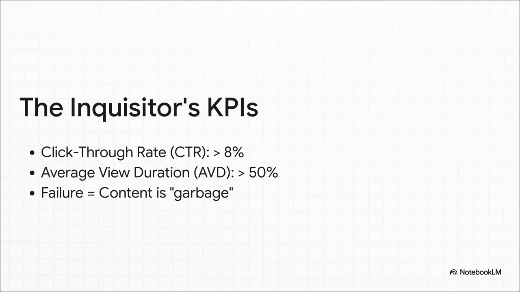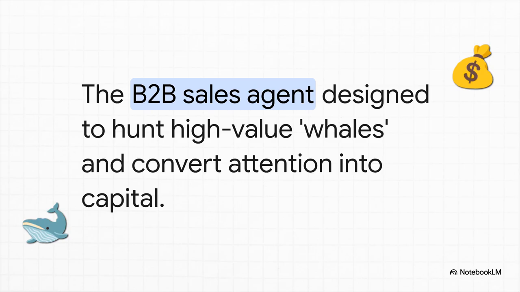And here's where it gets brutal. The metrics are everything. If a piece of content gets a click-through rate below 8% or an average view duration under 50%, it's immediately labeled garbage and deleted. No second chances, no do-overs. It's just gone.